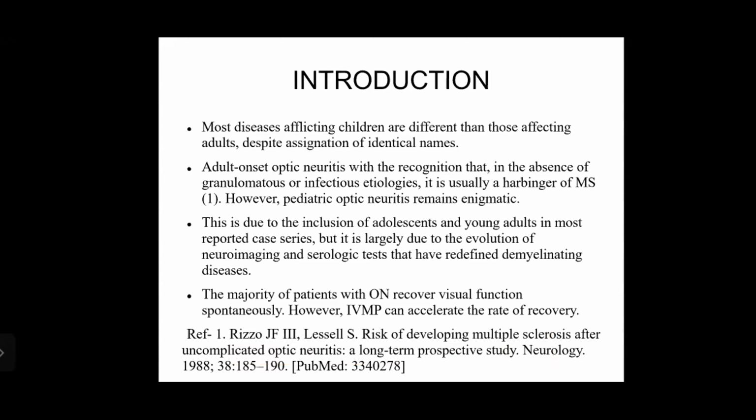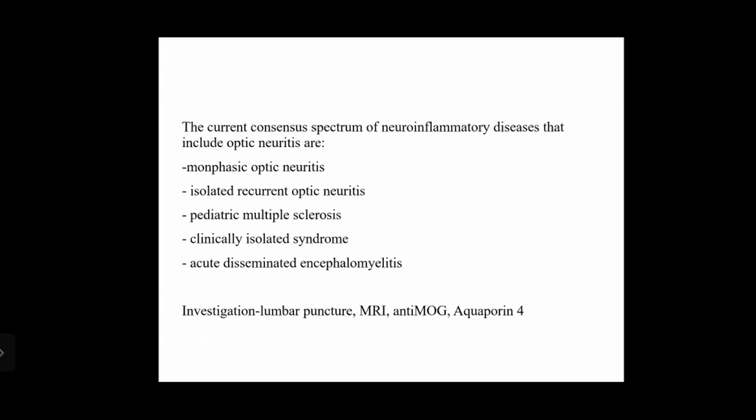The majority of patients with optic neuritis recover visual function spontaneously. However, IVMP can accelerate the rate of recovery. The current consensus spectrum of neuroinflammatory diseases that include optic neuritis are monophasic optic neuritis, isolated recurrent optic neuritis, pediatric multiple sclerosis, clinically isolated syndrome, acute disseminated encephalomyelitis. The investigations done are lumbar puncture, MRI, anti-MOG, aquaporin 4.